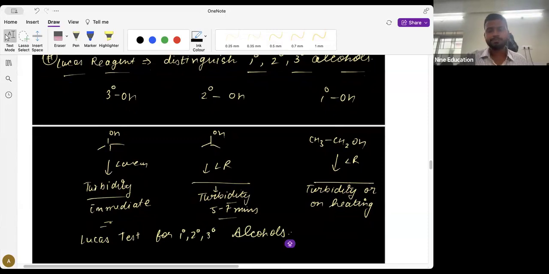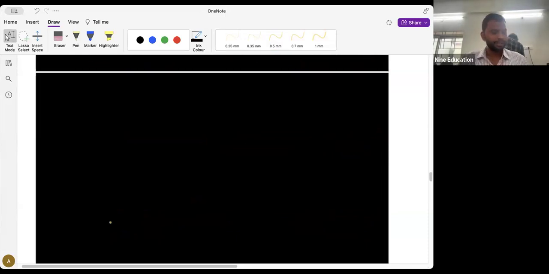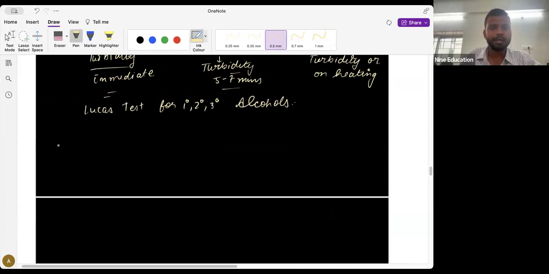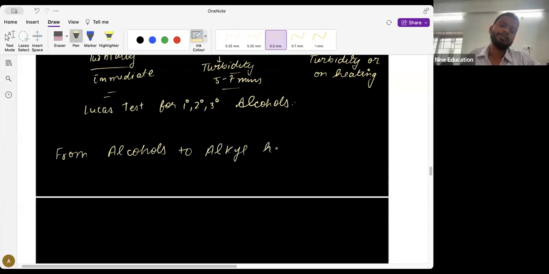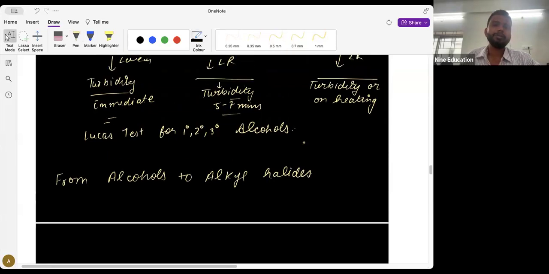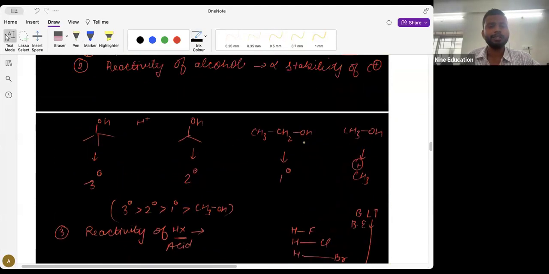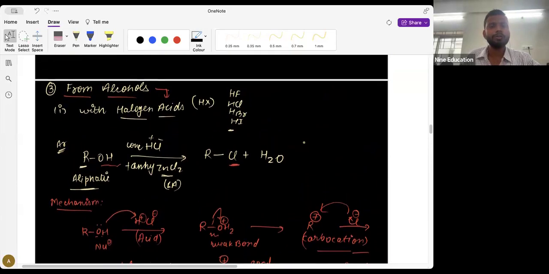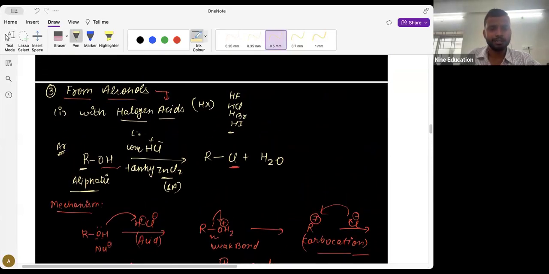Second one we will write, see. Second one, देखें, if I want to convert from alcohols to alkyl halides, first method was you can use Lucas reagent in this reaction.